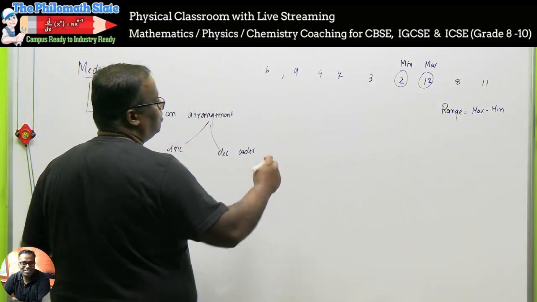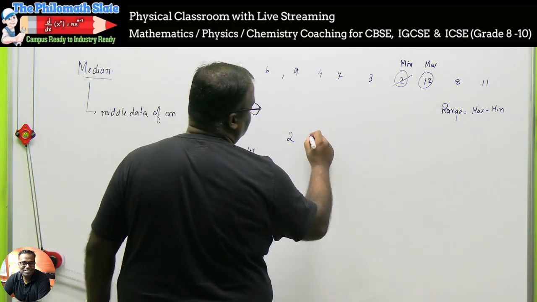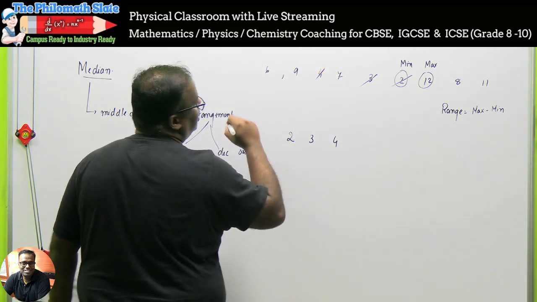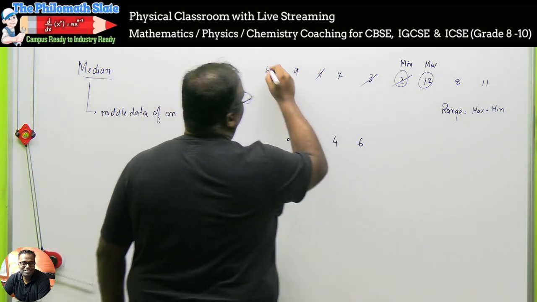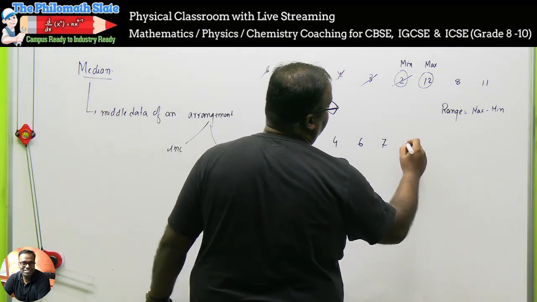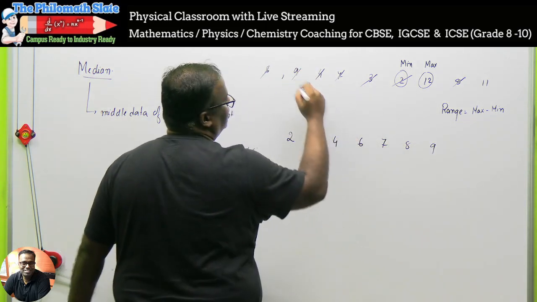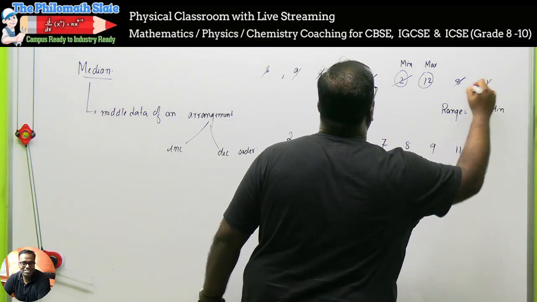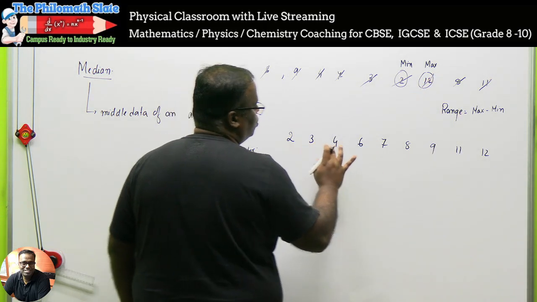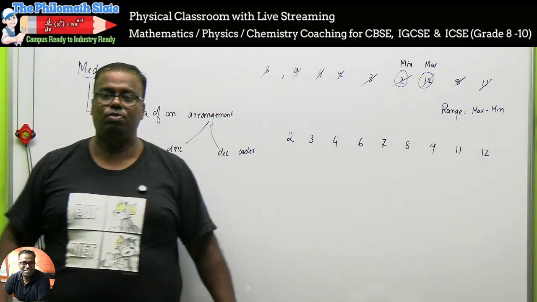So let's start putting our data. 2 is gone. After 2, what do I put? 3 is gone. After 3, 4 is gone. Then 6 is gone, 7 is gone. Then 8, after that 9, after that 11, and then we have 12. Just count the data: 1, 2, 3, 4, 5, 6, 7, 8, 9. 9 data points are there. You need to find out the midpoint data.